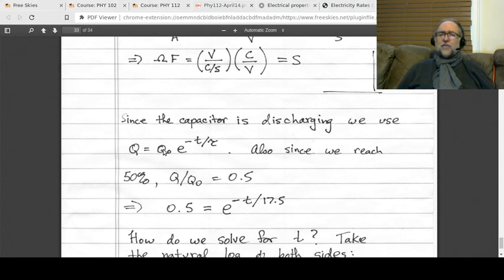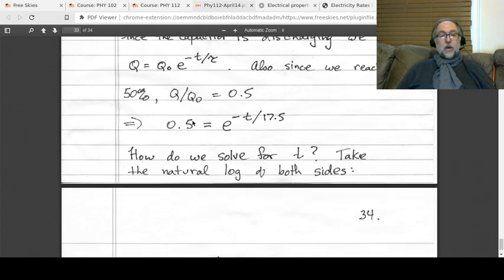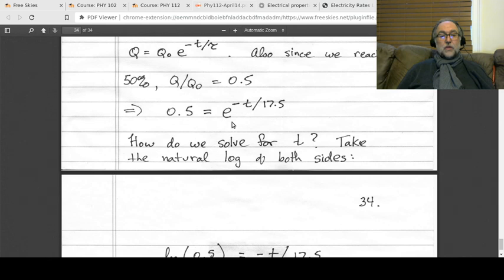But you say, well, where do I use that 50%? Well, Q has to be 50% of Q naught. That means if you form the ratio Q over Q naught, that's 0.5. So Q divided by Q naught, that's 0.5, and that's got to equal e to the minus t over tau. And so there we go. We've got 0.5 is equal to e to the minus t divided by 17.5. You're trying to solve for t.